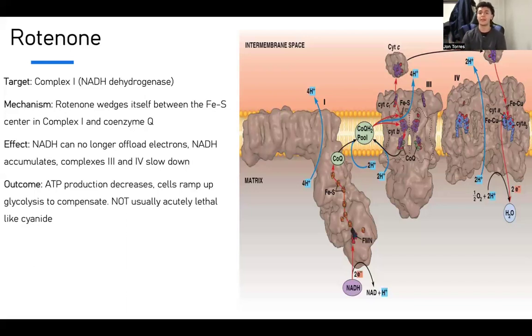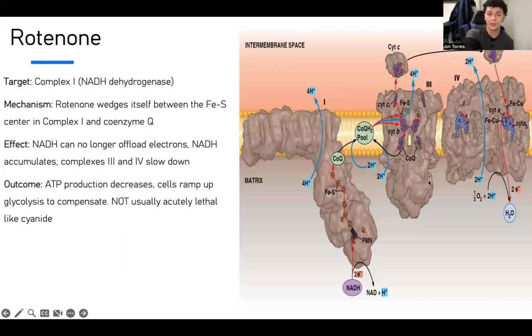We know that when it's FADH, we only get 6 total protons going through the pumps. So we're not getting quite as great of an ATP yield as when we're getting the 8 total protons from complex 1 through 4. But we can still survive. So most people do survive rotenone poisoning because it's not necessarily quite as bad.